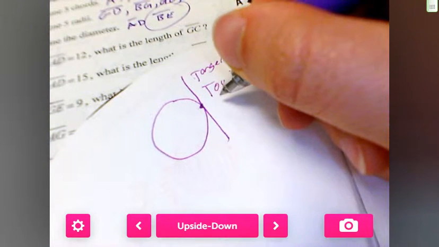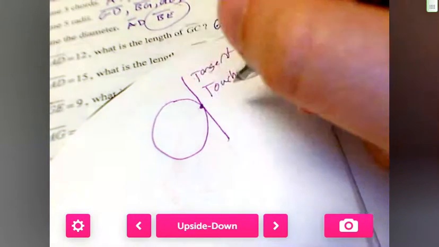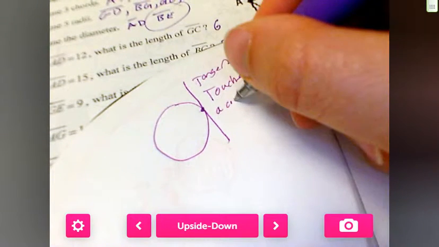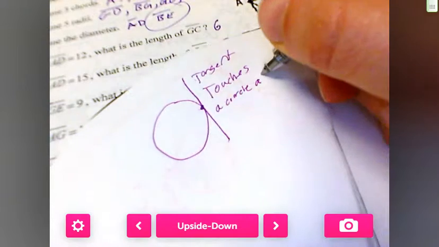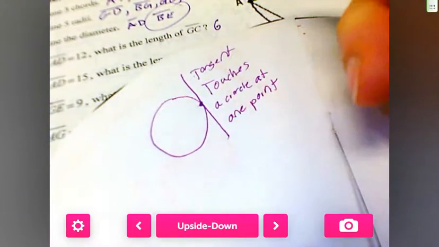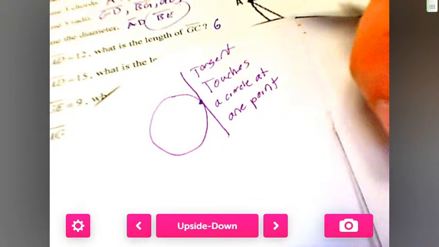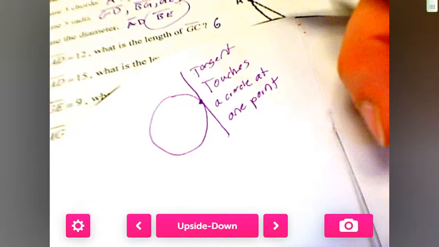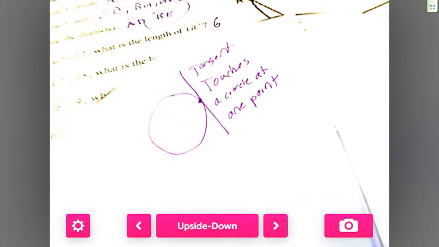Nobody's phone should be out. You should all be writing this down. Touches a circle at 1 point. Guys, put your phones away. Get your circle book out. If you can't find your circle book, write this on a piece of paper. Okay? Tangent touches a circle at 1 point. Okay?